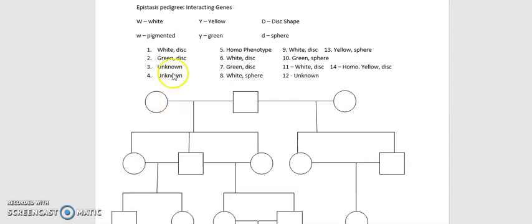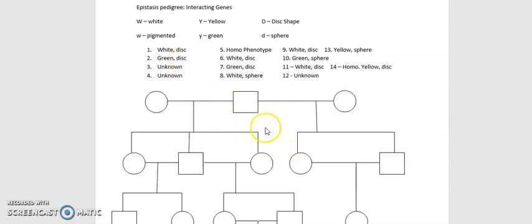If I go to number 2, I see green, disc. Green means that they've inherited 2 little y's. So the 3rd and 4th lines, if you're imagining 6 little lines down here, must be little y. But in order to have a green pigment, the plant must be pigmented. It has to have the capability of being pigmented. So automatically, it must have the recessive genotype over here. So now I can fill in lines 1 and 2 as well. So I have a little w, little w, little y, little y.